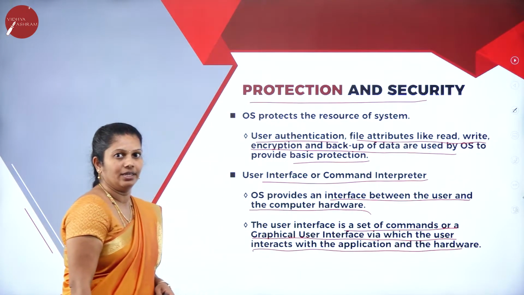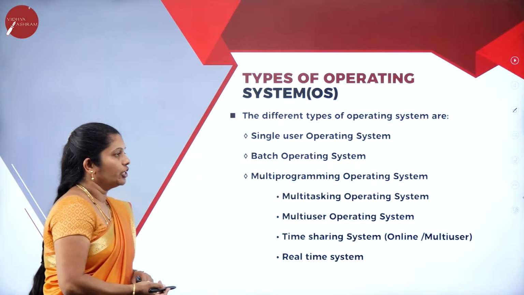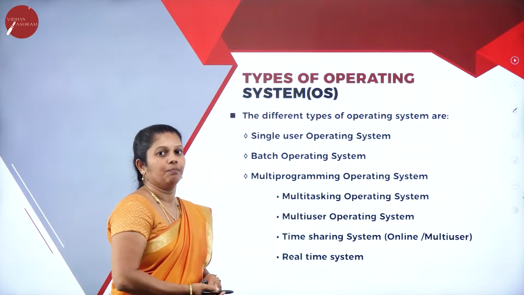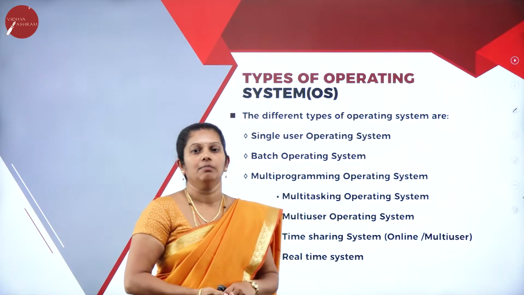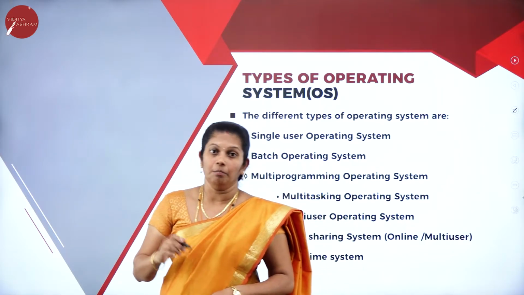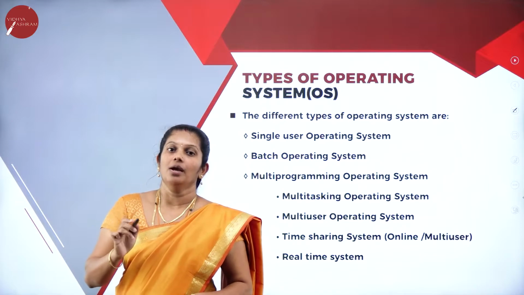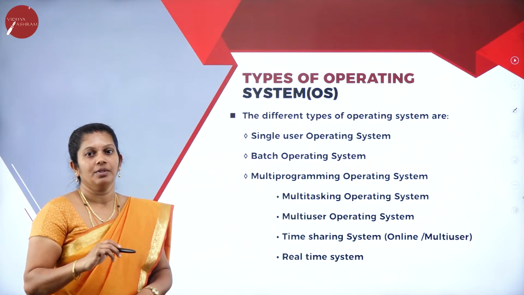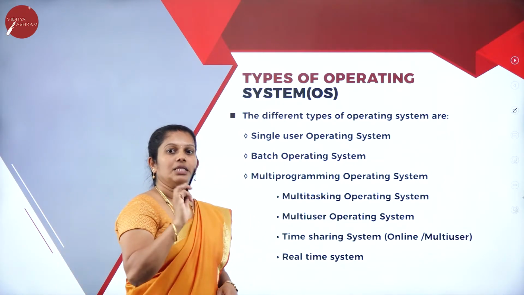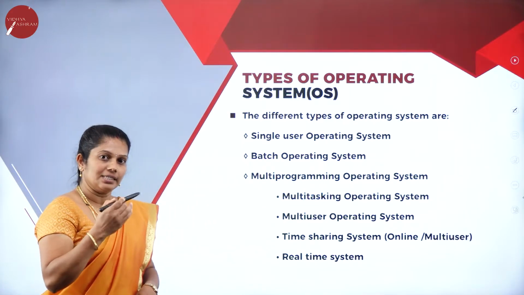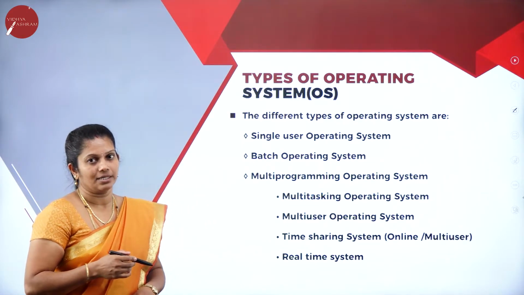Next, when we come to types of operating system, there are several types of operating system like single user operating system, multi-user operating system, multitasking operating system, distributed operating system, network operating system. Like that, several types of operating systems are there.